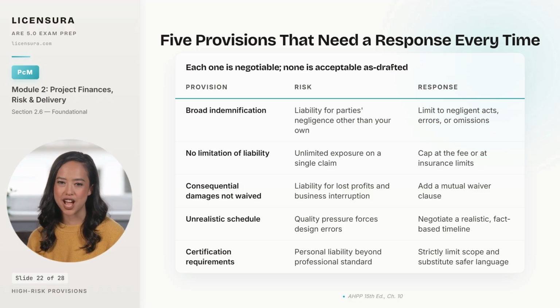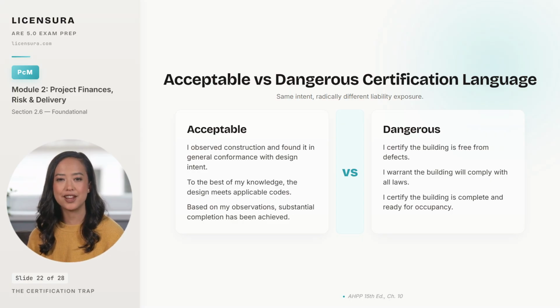And certification requirements need to be read as if every word will be tested in court. Because if there is a dispute, they will be. Limit the scope of what you certify, and use defensible language. None of these provisions are acceptable as drafted, and every one of them is negotiable. Certification is the trap that catches the most architects. Here is what acceptable language looks like next to what gets people sued. 2 columns, same situations, same general intent, and radically different liability exposure.